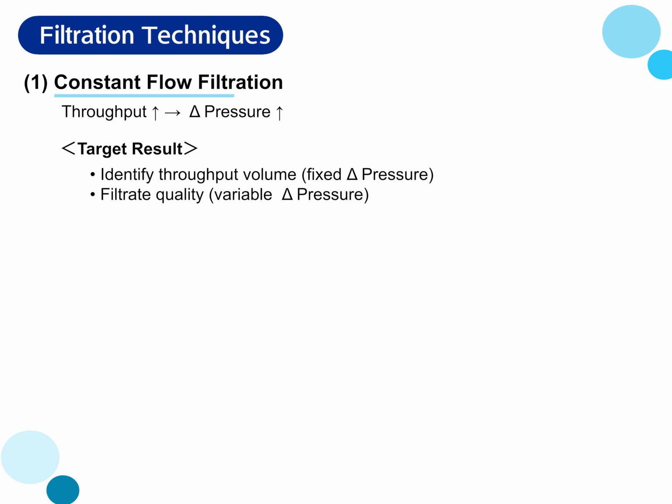One is called constant flow filtration, which maintains a constant filtration flow rate to the filter. In constant flow filtration, the filter differential pressure increases as clogging progresses. It is possible to check how much liquid can flow before reaching the predetermined differential pressure, and to check the quality change of filtrate in the process of increasing differential pressure.